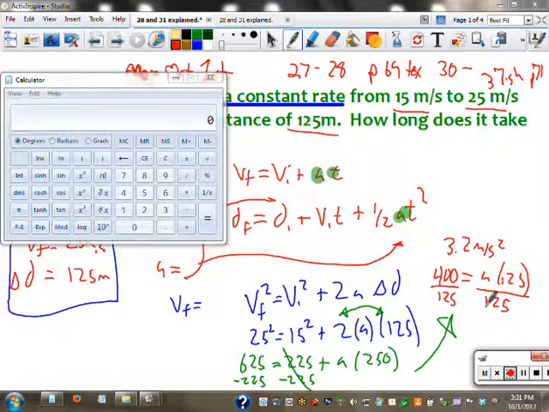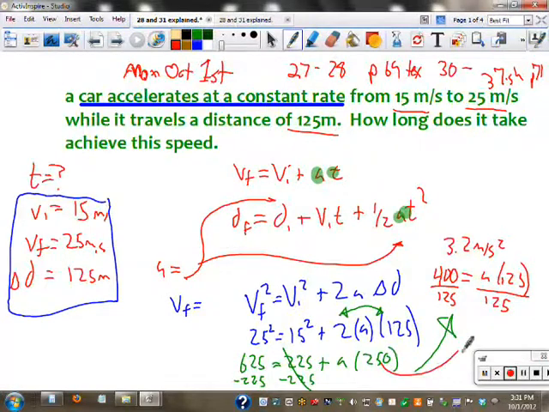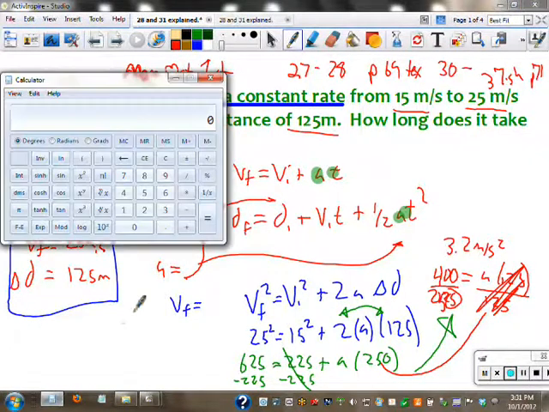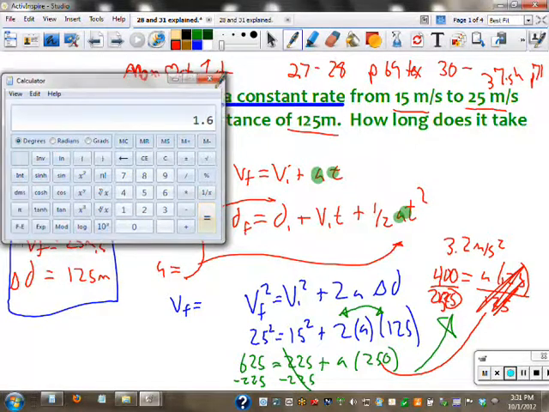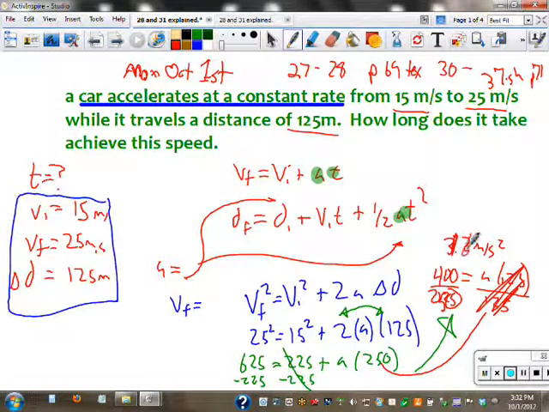Alright, so I made a mistake. This is supposed to be 250, not 125. So this should be divided by 250. 400 divided by 250 equals 1.6. That's better. Okay, so I have two formulas that I can use to now solve for time.